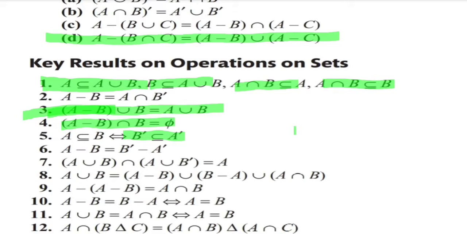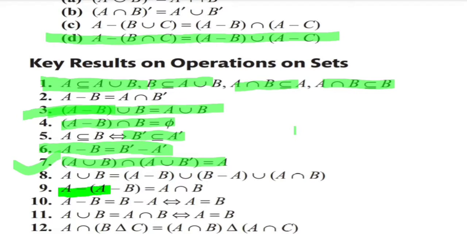Next, the fifth one, A subset B, which double implies B dash is a subset of or equal to A dash. Next, the sixth one, A difference B, which is equal to B complement minus A complement. You have to remember all these properties based on operations on sets. Next, the seventh one, A union B intersection A union B dash, which is equal to A.